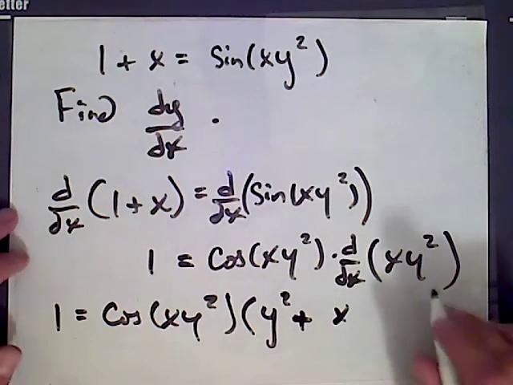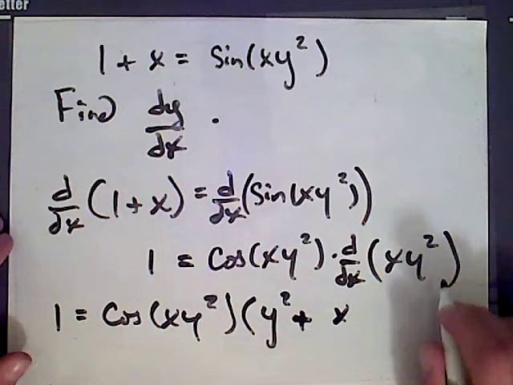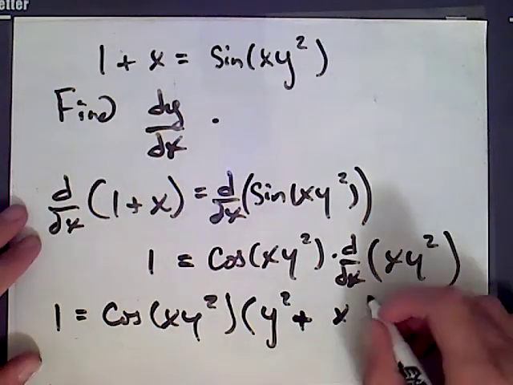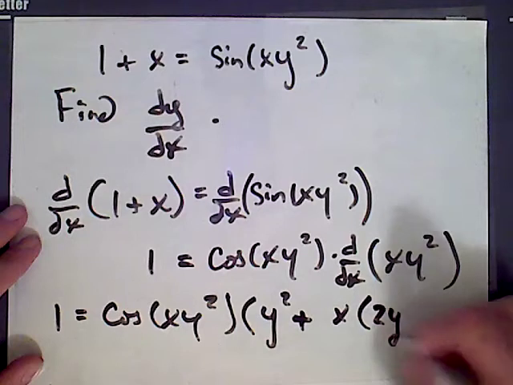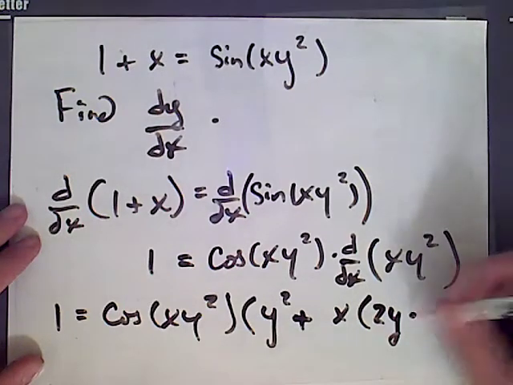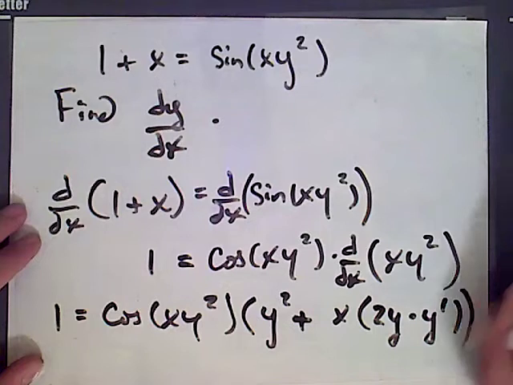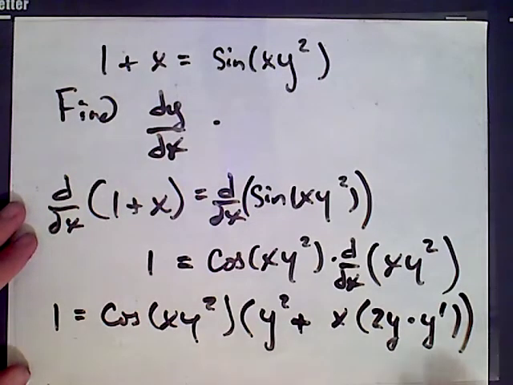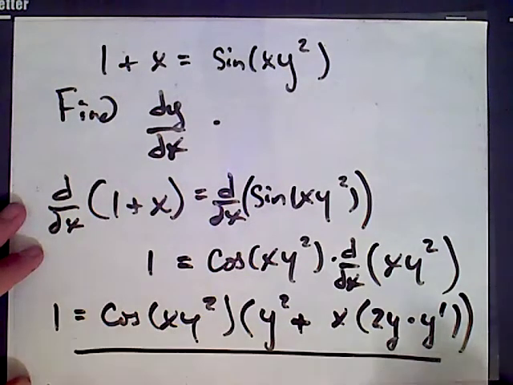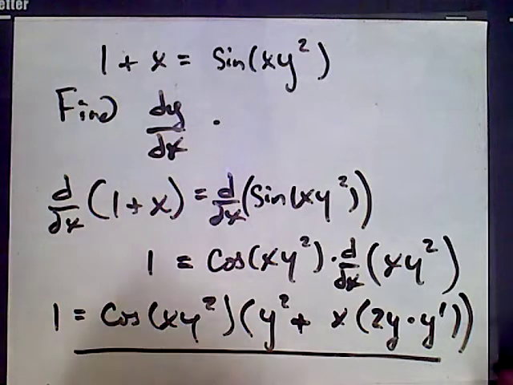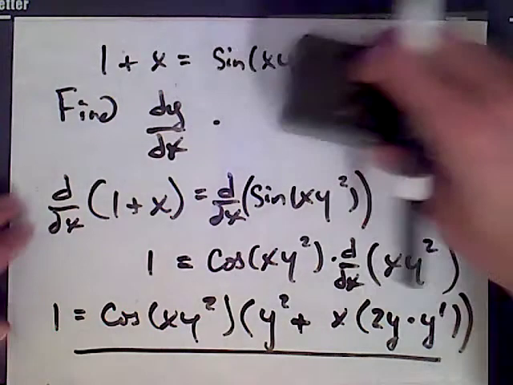And again, because y is a function of x, we need to use the chain rule when differentiating y squared. What you get is 2y, that's the derivative of y squared, then times y prime, the derivative of y. Okay, and this is our equation. The next step is to solve for y prime. I'm going to erase what's up top here.